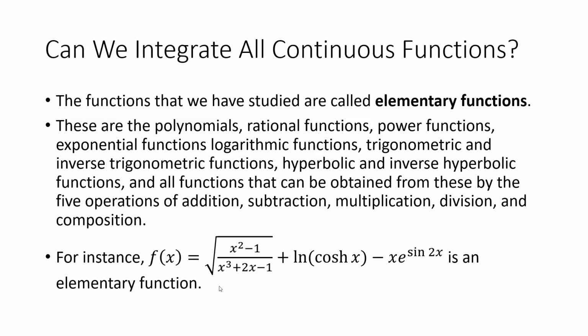And here's just an example. The square root of x squared minus 1 over x cubed plus 2x minus 1, plus natural log of hyperbolic cosine of x, minus x e to the sine 2x. It's just some combination of all these various things. But you see that this incorporates a lot of different types of functions that we've studied so far. So these are elementary functions.